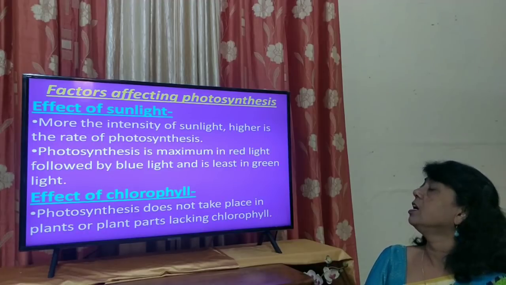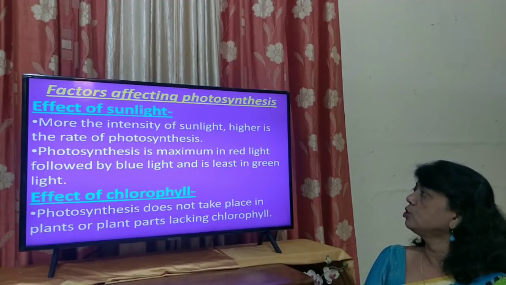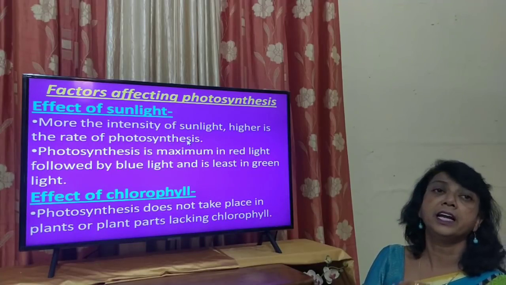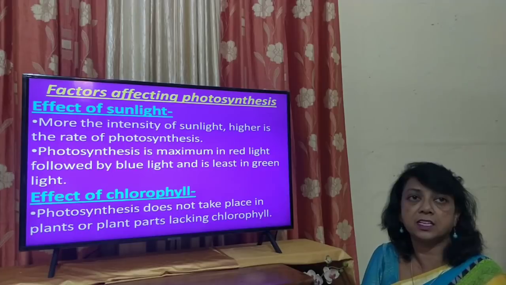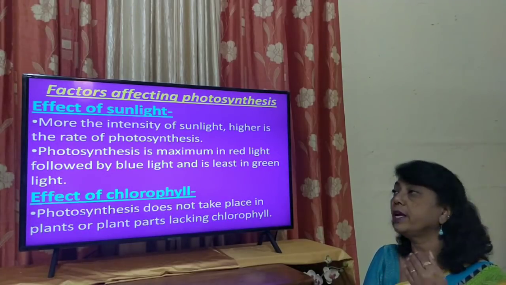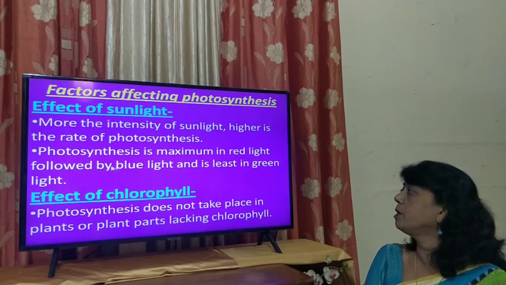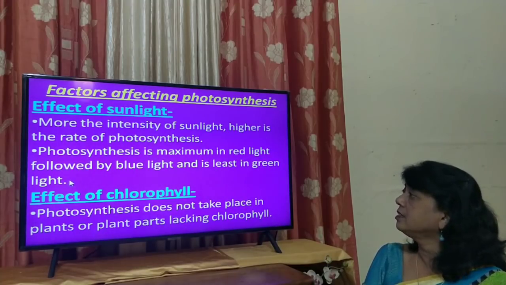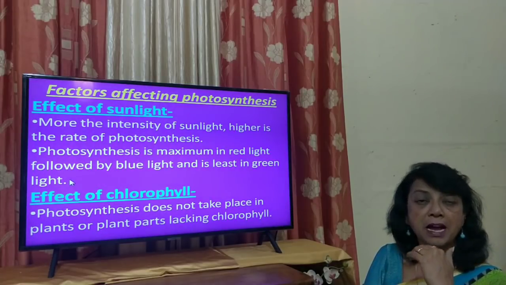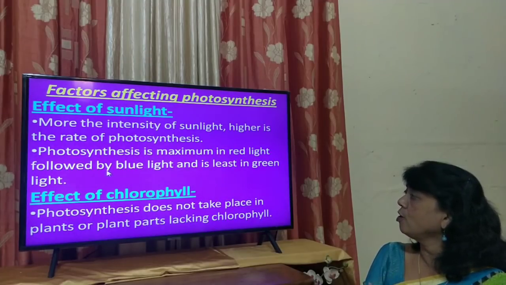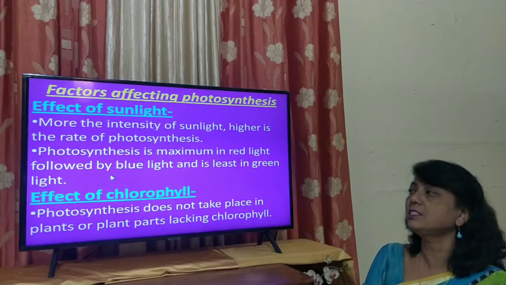We have studied what role sunlight plays. The more the intensity of sunlight, the higher the rate of photosynthesis. That means as the intensity of sunlight increases, the rate of photosynthesis also increases. Photosynthesis is maximum in red light, followed by blue light, and is least in green light. We have studied that photosynthesis is maximum at the red light wavelength, followed by blue light, and it is the least in green light.